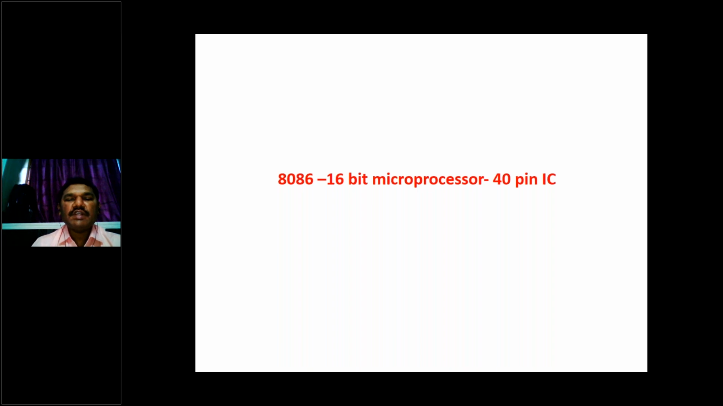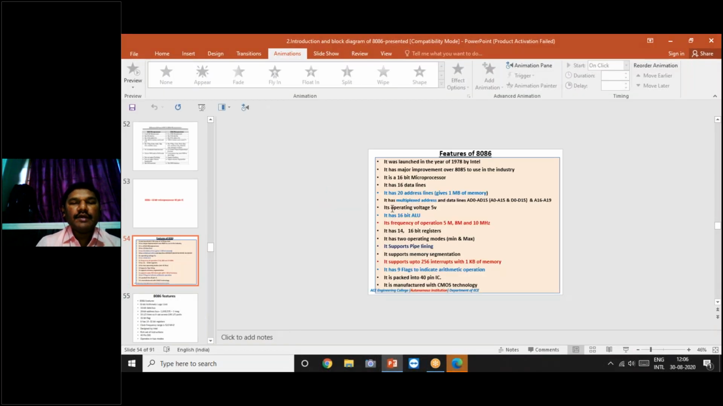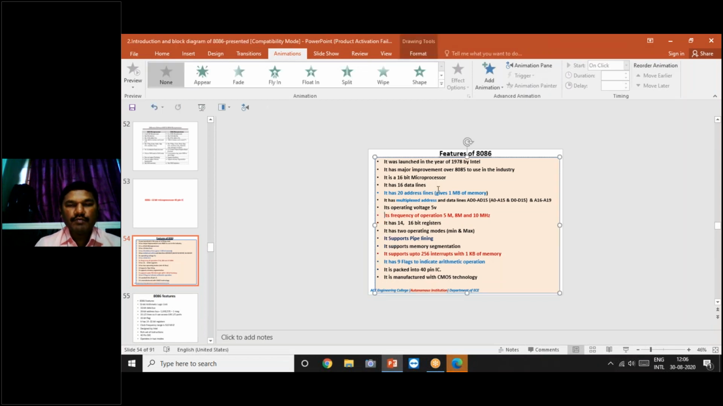So 8086 is a 16-bit microprocessor, 40-pin IC, and these are all different features of 8086. It was launched in the year 1978 by Intel. It has major improvement over 8085 for use in the industry. It is a 16-bit microprocessor. It has 16 data lines because it is a 16-bit microprocessor. What is the meaning of a 16-bit microprocessor? 16-bit data lines, 16-bit ALU, and 16-bit registers. This is what we call a 16-bit microprocessor. It has 16 data lines, it has a 16-bit ALU, and we'll do modification.